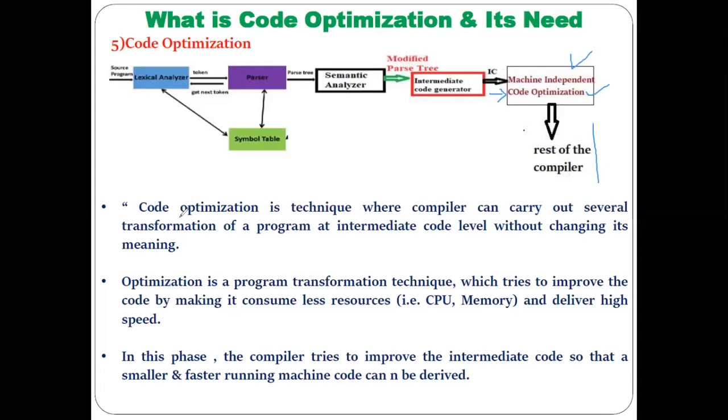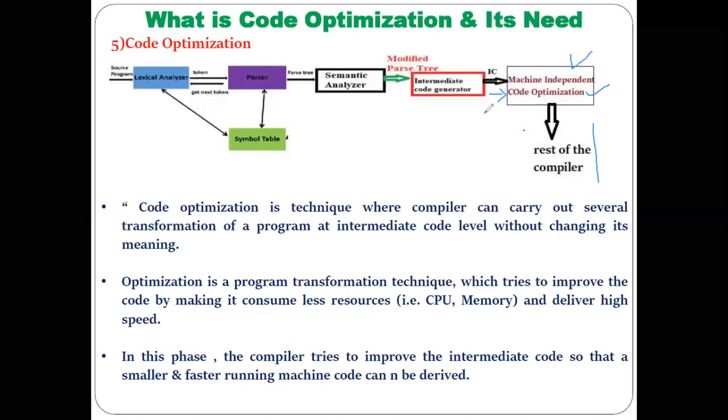First we will discuss what exactly code optimization means, then its need, and in the third section the different types of code optimization. In the system programming subject also we have discussed code optimization. Code optimization is a technique where we make some modification in the input that we receive. What input are we receiving? Intermediate code. So we make some modification and rearrangement in that intermediate code.